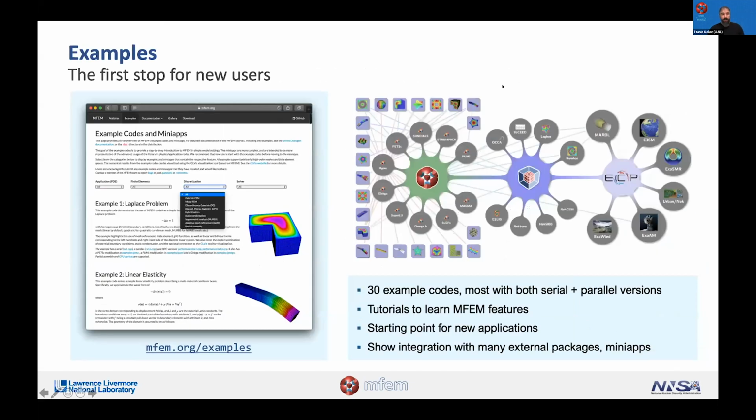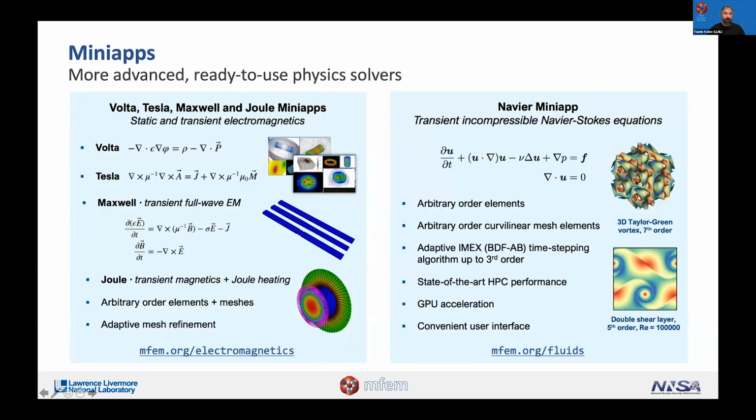Okay, so based on these capabilities, we are building applications. The first step for new users is to look at the example codes. We have this webpage, mfem.org/examples. The example codes have both serial and parallel version that show you how to transition. They're tutorials, and they show the integration with a lot of the external packages we have and external projects like SciDAC and the ECP.